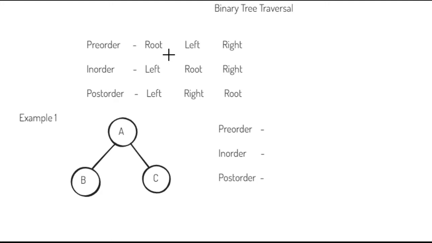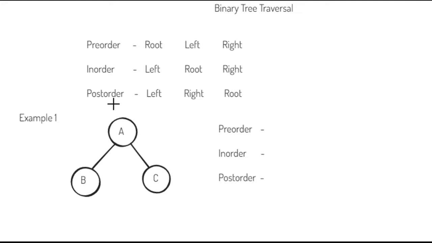Based on the position of the root node, we get the name. Since here the root node comes first, that's why the name is pre-order. Here the root node is in the middle, so its name is in order. And here the root node is placed last, so its name is post order.